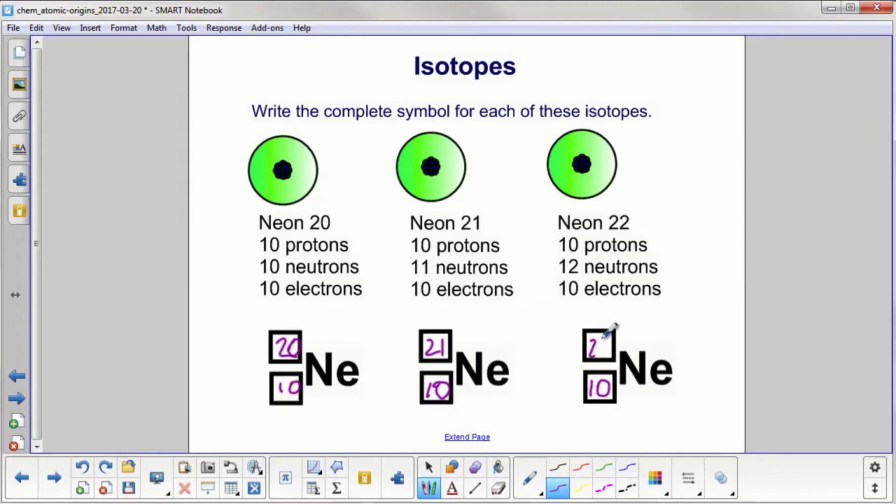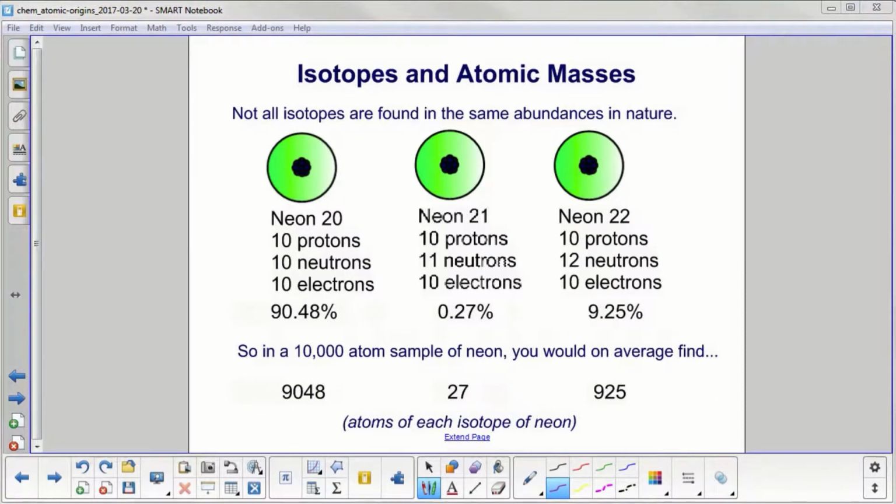And you actually didn't even have to do the math if you didn't want to. Just look right over here. This gives you your atomic mass number. Not all isotopes are found in the same abundance in nature. For example, neon 20 is the most common form of neon found, and that's about 90.48% of all neon. Neon 21, 0.27% of all neon is neon 21, and then neon 22, 9.25%.